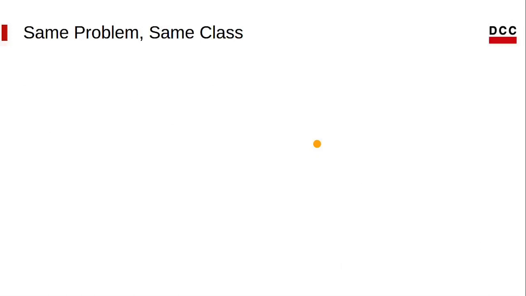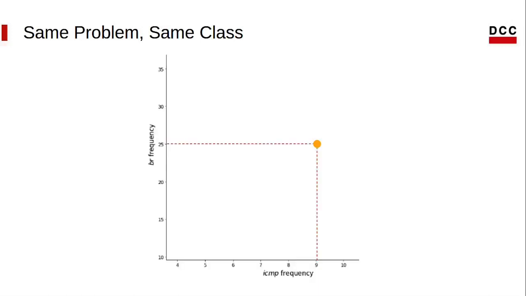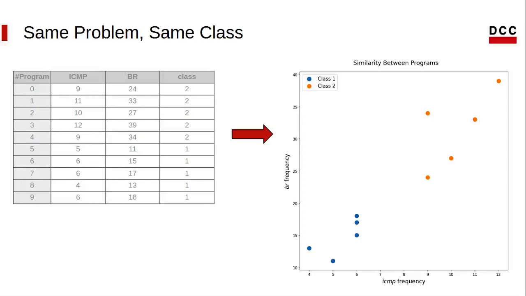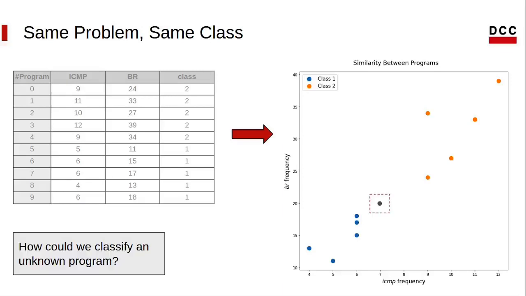We can think there is a universe of programs, where each program is represented by a point, and the coordinates of this point are represented by the dimensions of the histogram. Our dataset has programs represented by a histogram with 2 dimensions, and we can plot these programs using a 2D chart. Each point represents a program. Programs with the same class have the same color. If we receive a new program C of an unknown class, how could you classify this new program? What is the class of C?